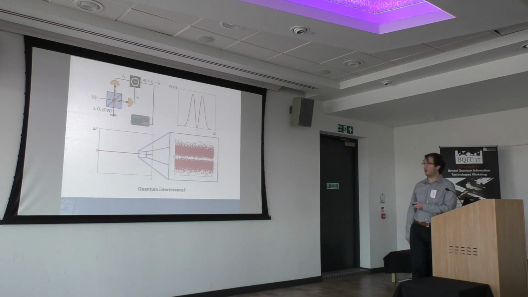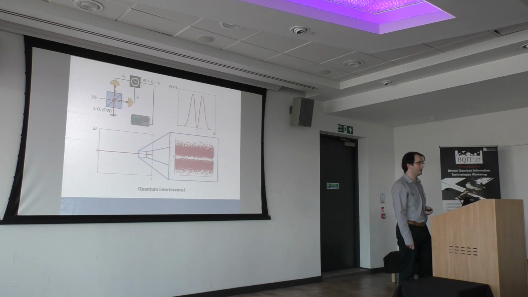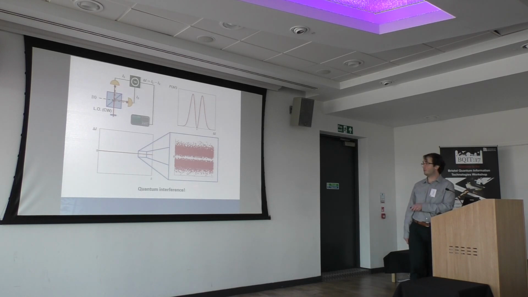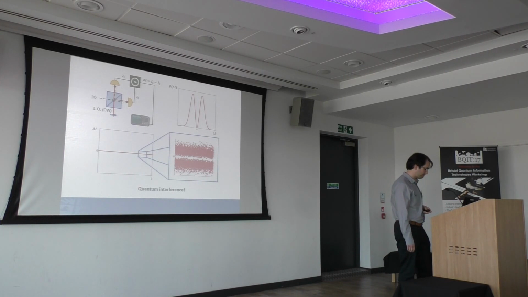Regardless of what field you have entering the beam splitter here, we can use the properties of this interference to reconstruct the state of the electromagnetic field, the quantum state of the electromagnetic field. So this is a fairly general technique, and this allows us to do all sorts of really interesting experiments. I think we've seen quite a few examples of these today already.